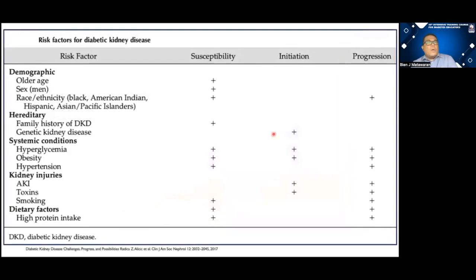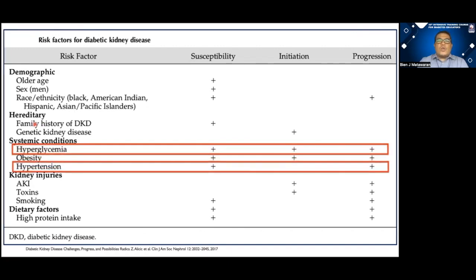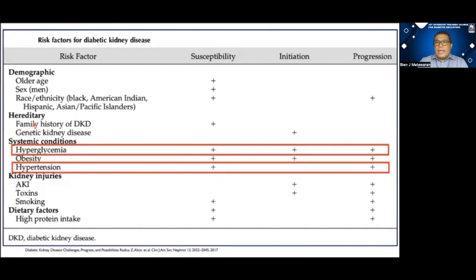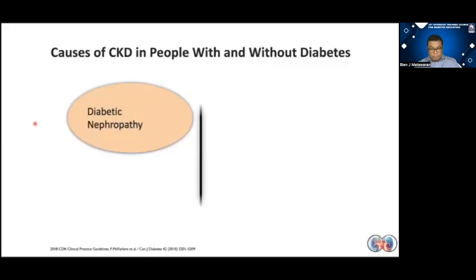illustration. We have to be aware, as I've said, that there are genetic susceptibility factors that may be present to increase your risk for diabetic kidney disease. But there are systemic conditions that we've mentioned, aside from hyperglycemia, of course. The presence of obesity and hypertension are very important factors that may render a patient susceptible and may render progression of diabetic kidney disease in patients with uncontrolled blood pressure and uncontrolled blood sugar.